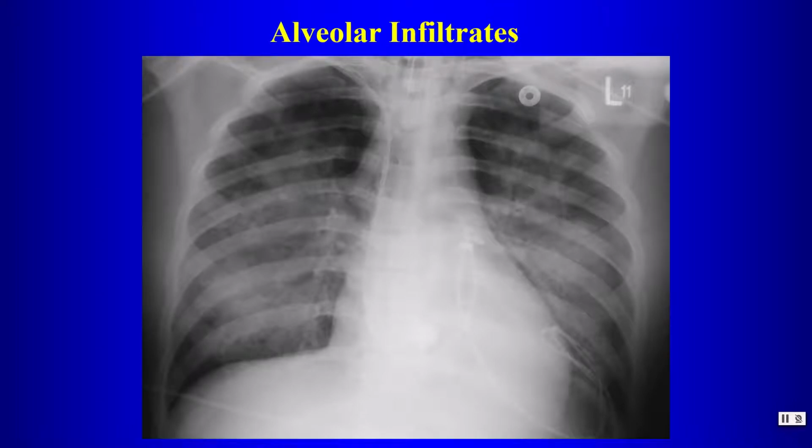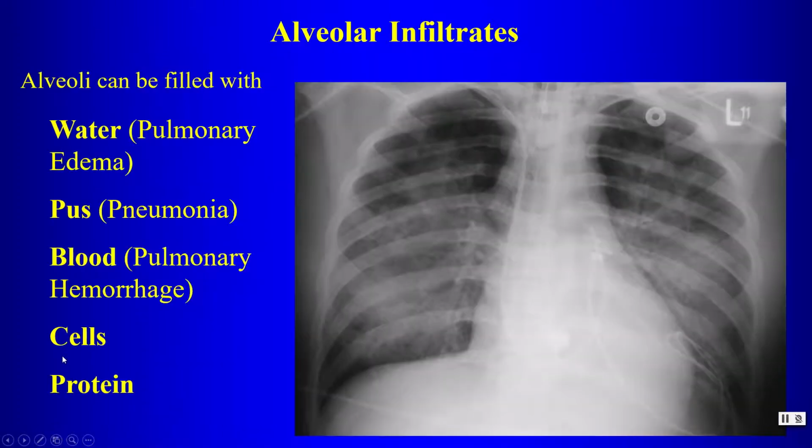Okay, so today we start our discussion of airspace disease. When we're dealing with airspace disease, we can basically say that alveoli can be filled with certain kinds of substances. If they're filled with fluid, we call that pulmonary edema. If it's pus, we call it pneumonia. If it's blood, it's pulmonary hemorrhage. They can be filled with cells with conditions like bronchoalveolar carcinoma or sometimes lymphoma.